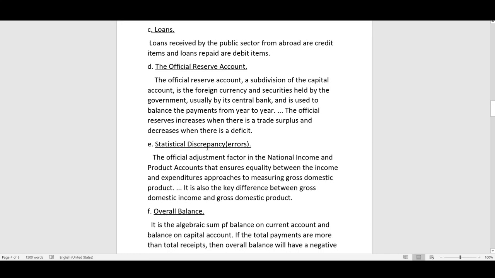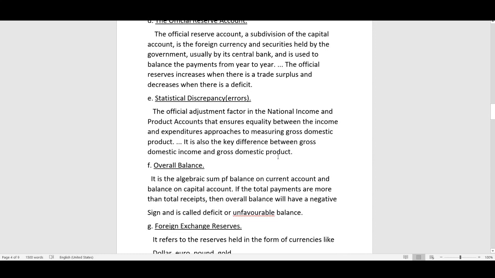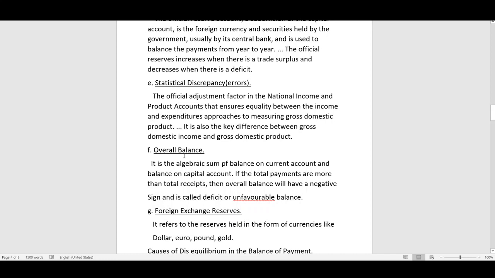Next, statistical discrepancy means errors. Errors means mistakes. The official adjustment factor in the national income and product accounts that ensures equality between the income and expenditure approaches to measuring gross domestic product. It is also the key difference between gross domestic income and gross domestic product. Gross means total.